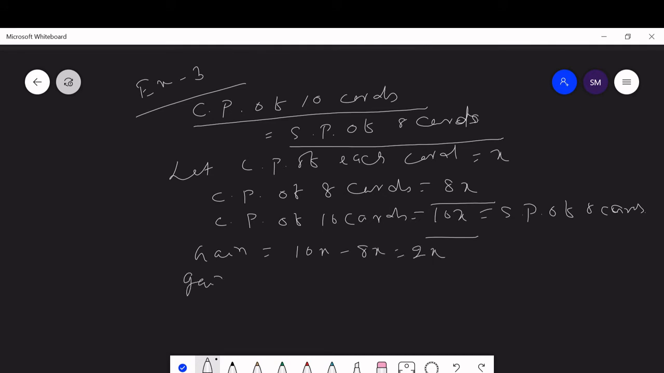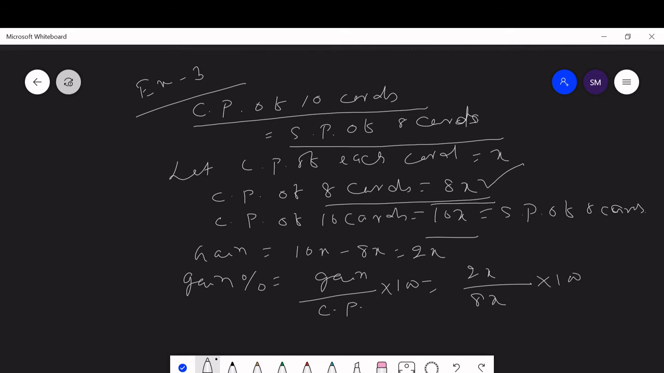Here we have to find out the gain percent. Gain percent is equal to gain amount upon CP into 100. Here the gain amount is 2x. CP of 8 cards is 8x. 2x upon 8x into 100. Here this is 4, and by simplifying we get the percentage of gain is 25%. In the question, at first try to understand the question. When you understand the question properly, then you can solve it properly.